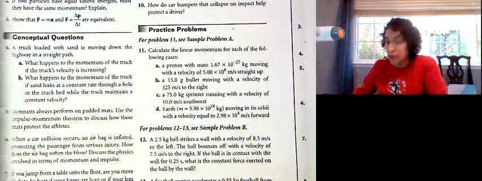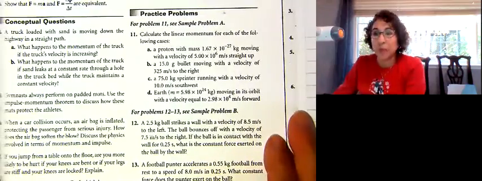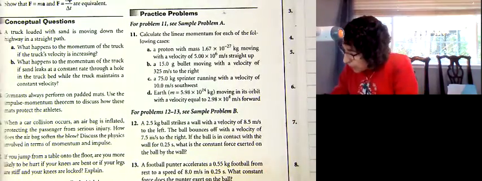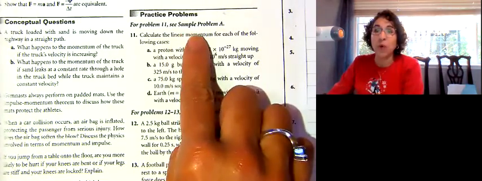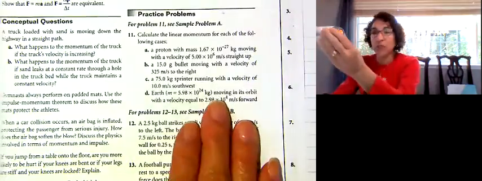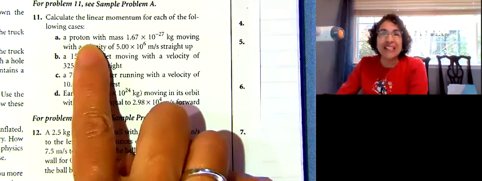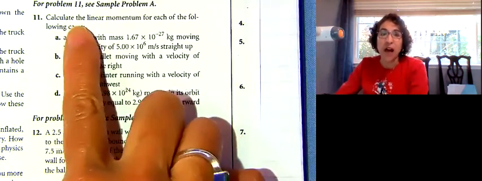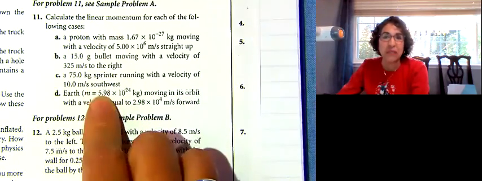This time I finally got smart and made a copy of the page from the heavy book. We're on page 223, Chapter 6, the problems for practice A. So here we go, number 11. Hopefully you can see this; I'll make it bigger. It says the proton has a mass. Calculate the linear momentum for each of the following cases, A, B, C, D.